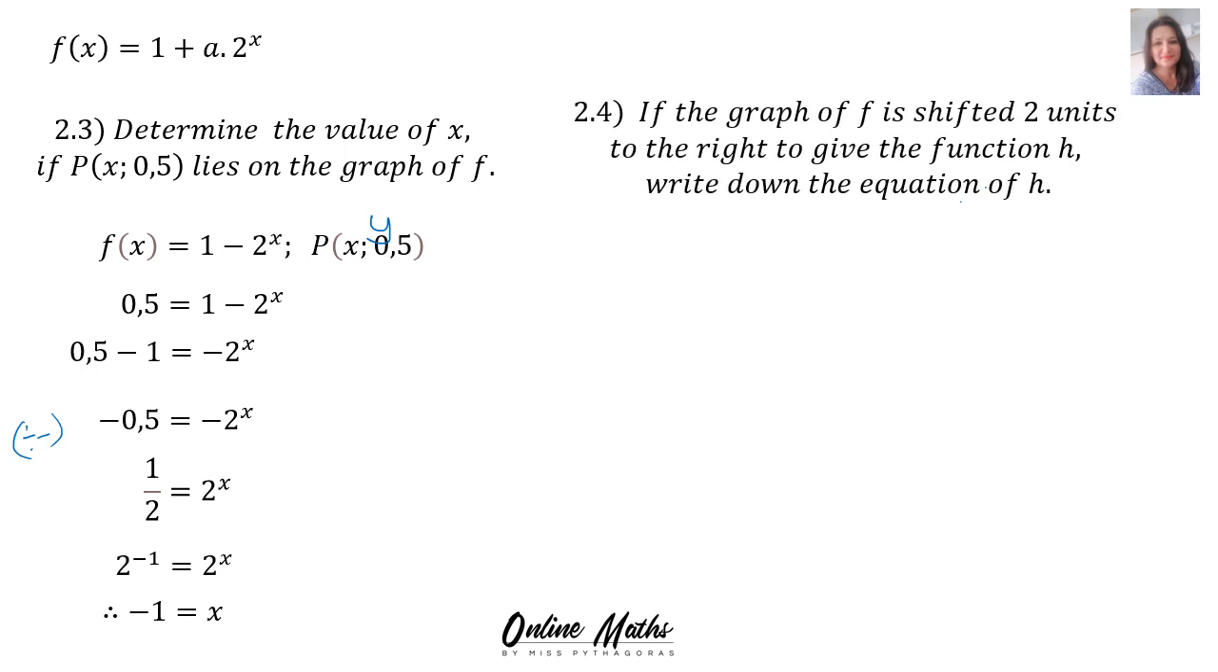2.4. If the graph of f is shifted 2 units to the right to give the function h, write down the equation of h. And that means h will be 1 minus 2 to the x minus 2. So you will just add a negative 2 there on the x.